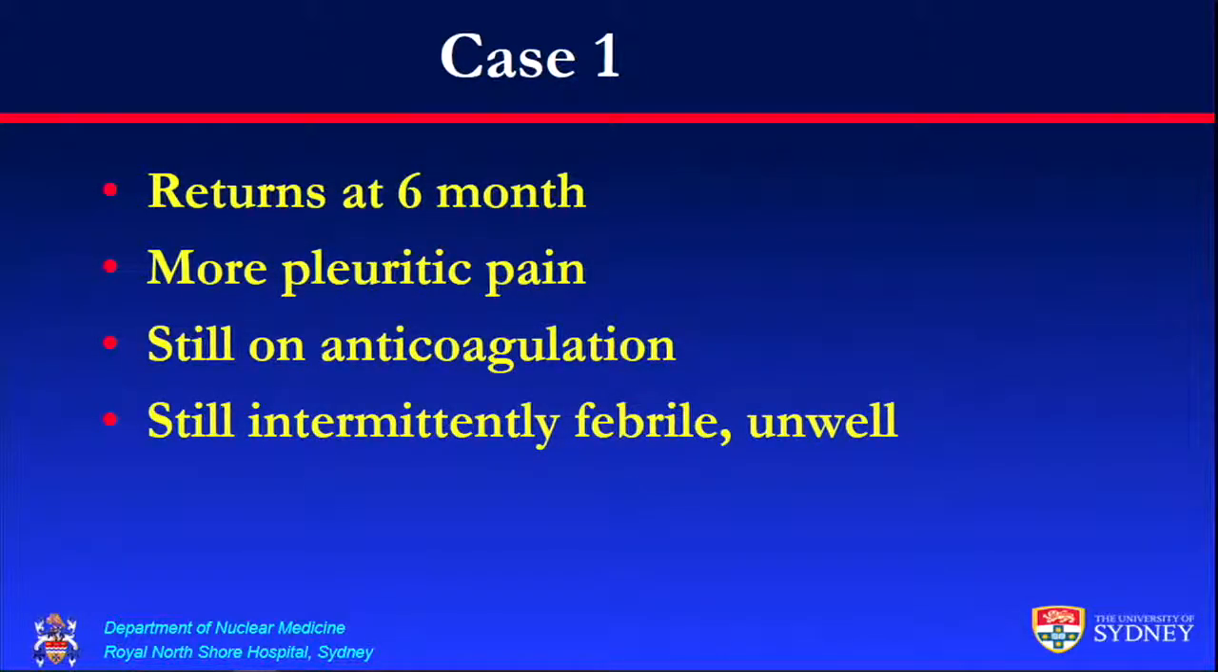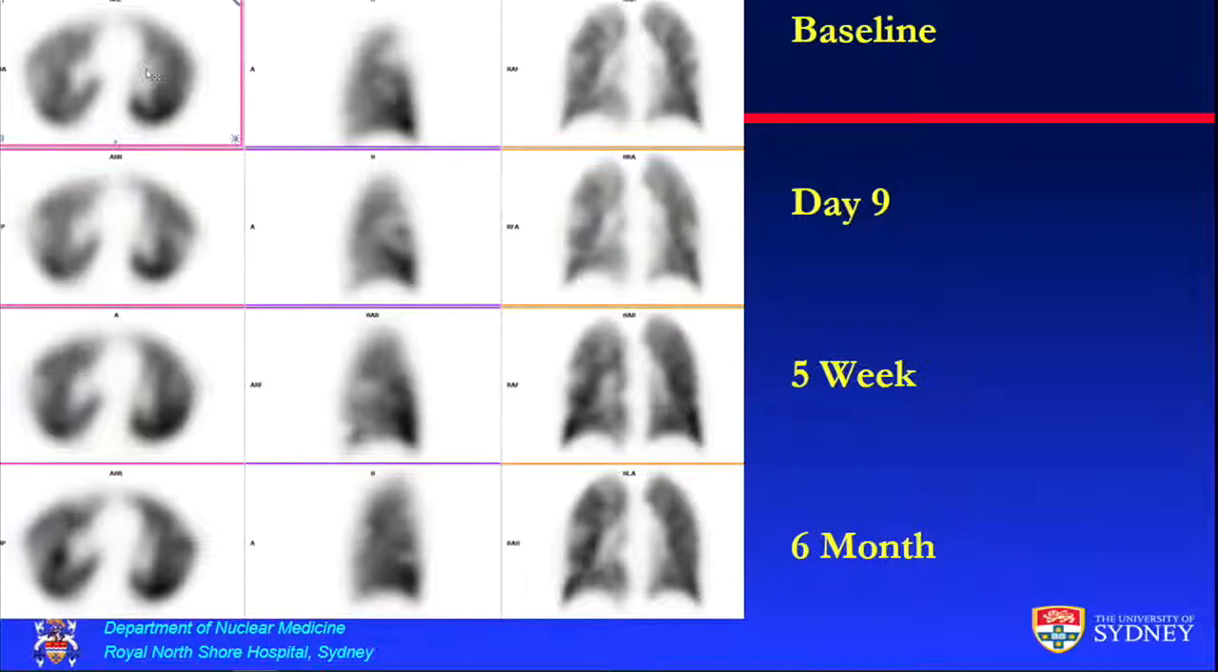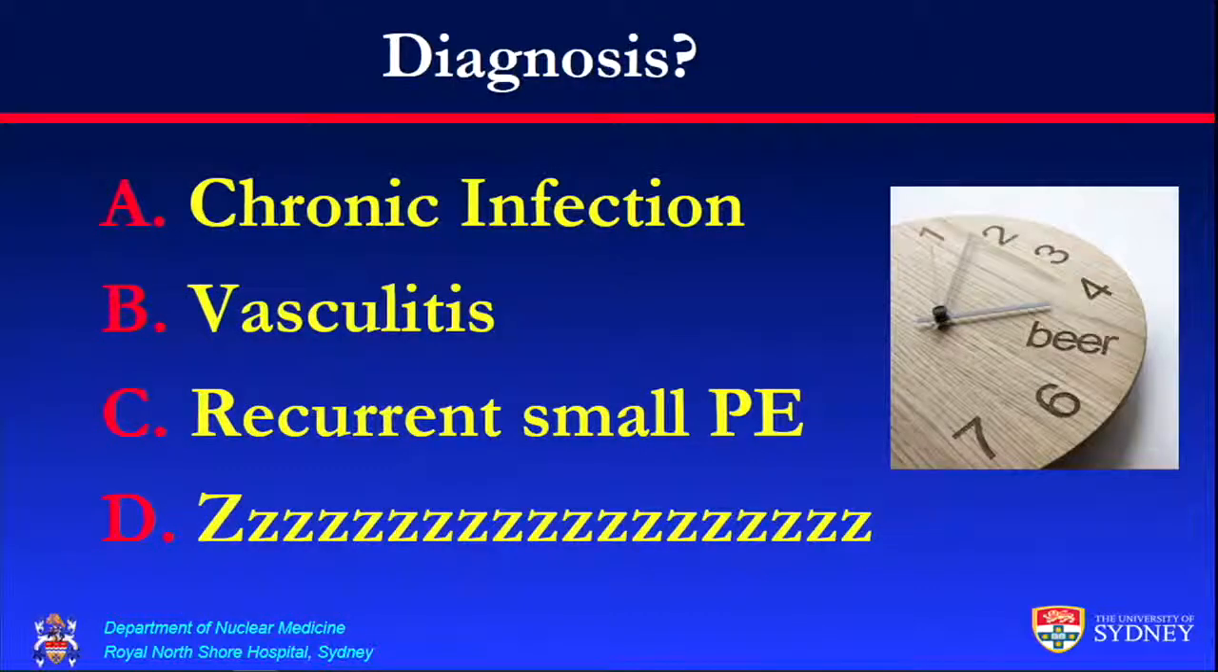She came back at 6 months and she still had pleuritic chest pain. She was still on anticoagulation. She was still getting febrile and being unwell. And at that point, we got all the scans up and just looked at them all. And what did we see? We saw that, over time, there are defects that are appearing and going over the whole time course. So the purple ones are new ones and the red ones go.